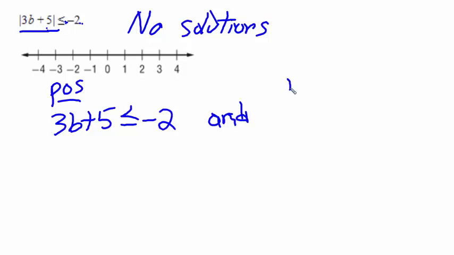The negative branch, we'd have to switch the signs of the things that are inside the absolute value bars. So 3b would become -3b, plus 5 would become -5, and we'd still be less than or equal to -2. Then you just go through and solve these.